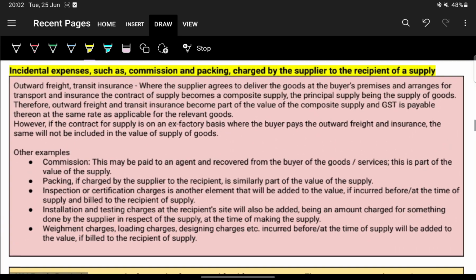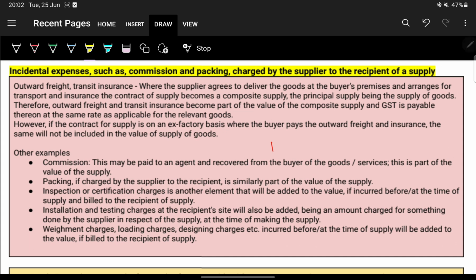Okay, whatever will come in section 15 subsection 2 clause C, which is relating to incidental expenses, commission, packaging. What are the other things that it can take the form of? Firstly it is commission. Commission is already there, we knew that. Next, packing also was already discussed, so we already know that.